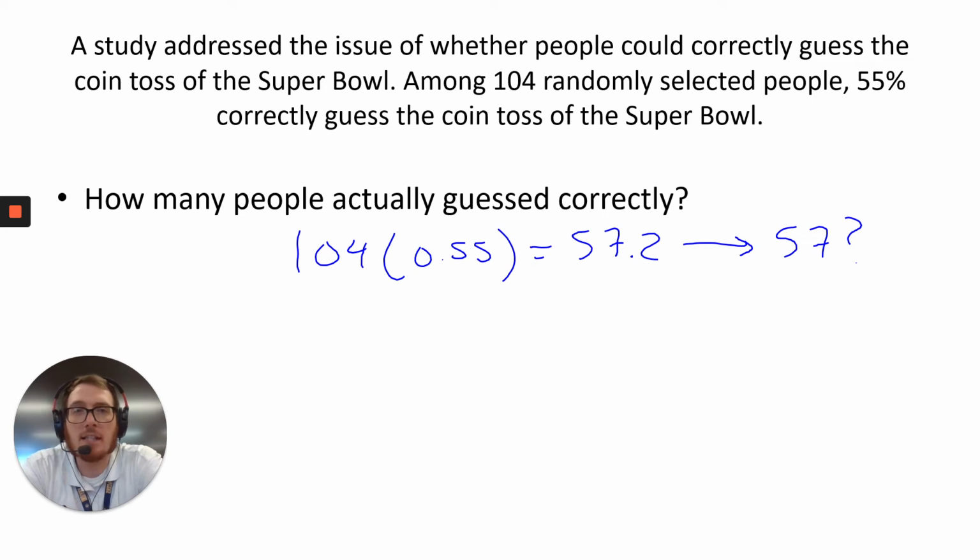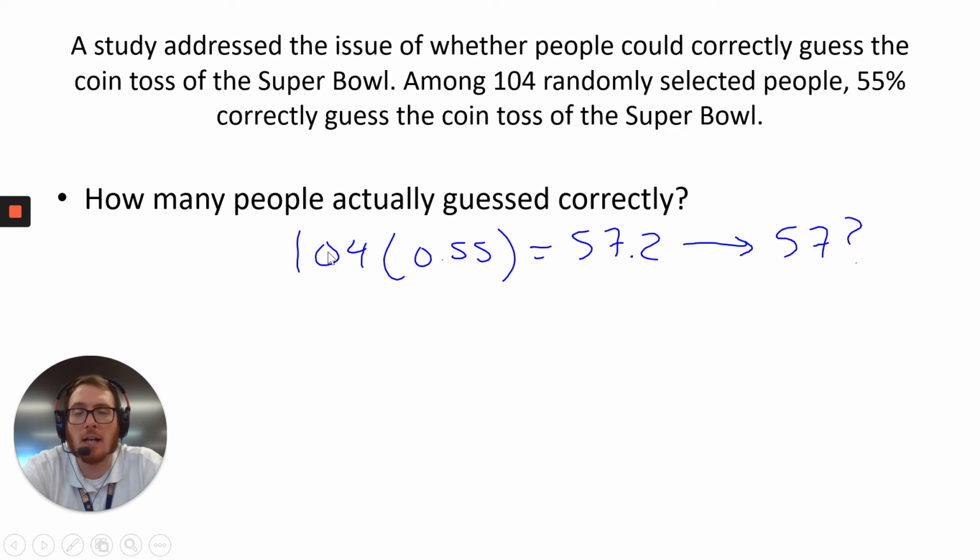The next question says that you're trying to determine if people randomly guess correctly the coin toss of the Super Bowl. So ideally, the coin toss is 50-50, 50% heads, 50% tails. There's an important aspect of this question that we need to talk about. It says among the 104 people selected, 55% correctly guessed the coin toss. The question is, well, really, how many people did guess the coin toss? Because p hat seems to be 0.55 or 55%. But you may end up with an answer that's slightly off. So here's what we want to look at.